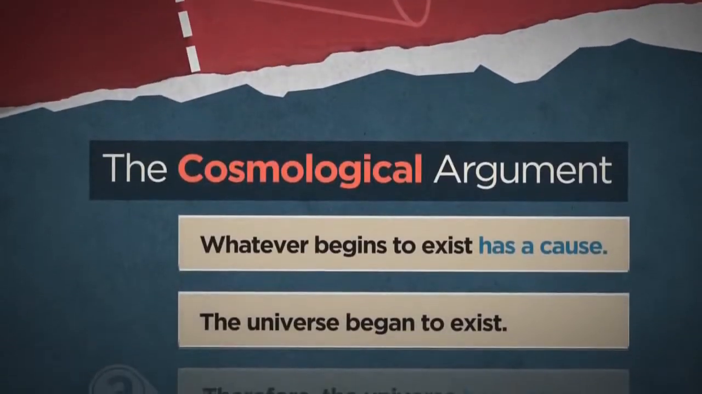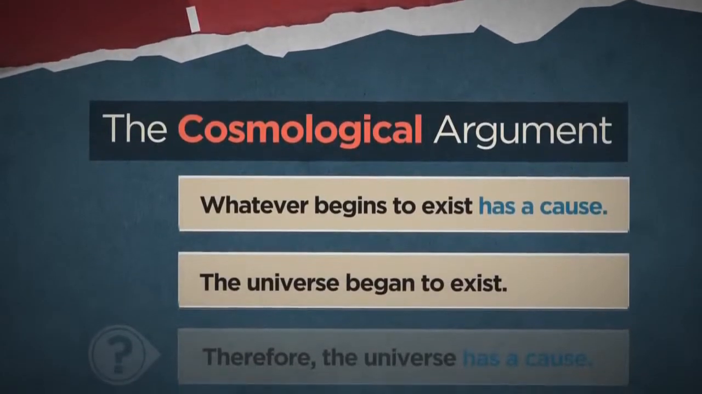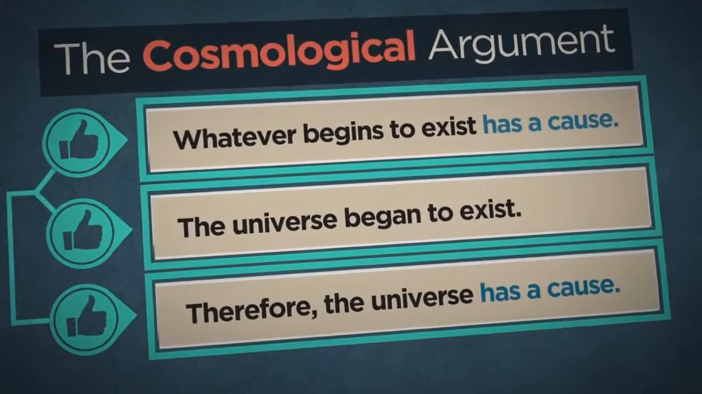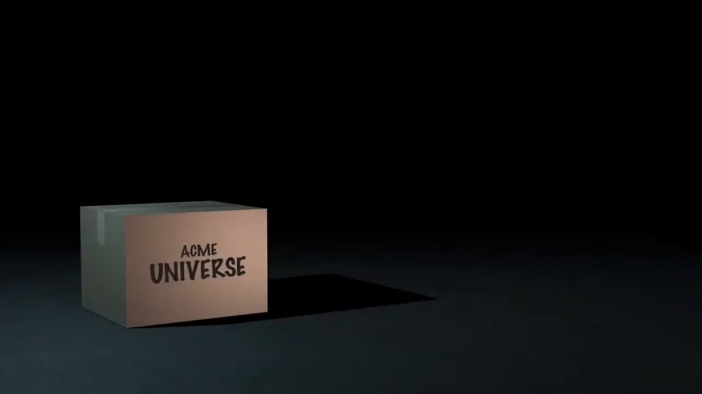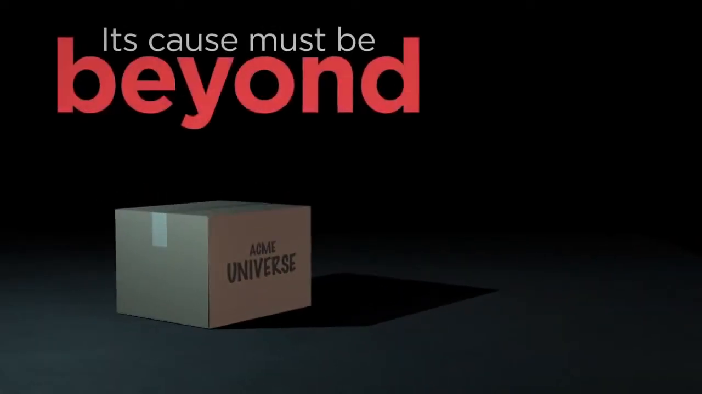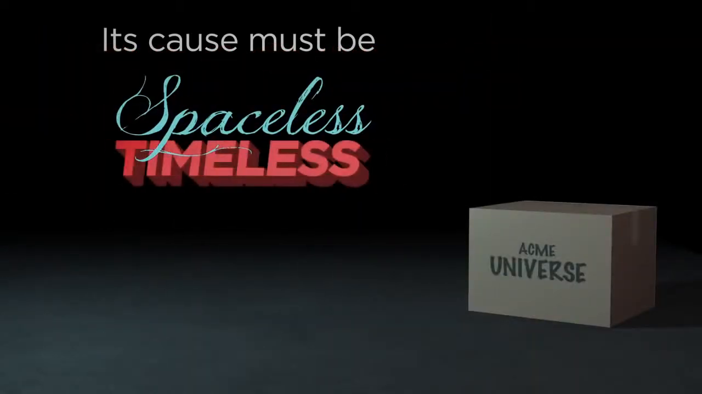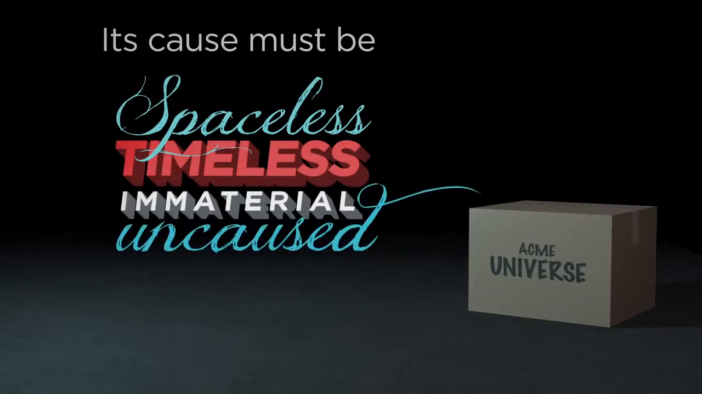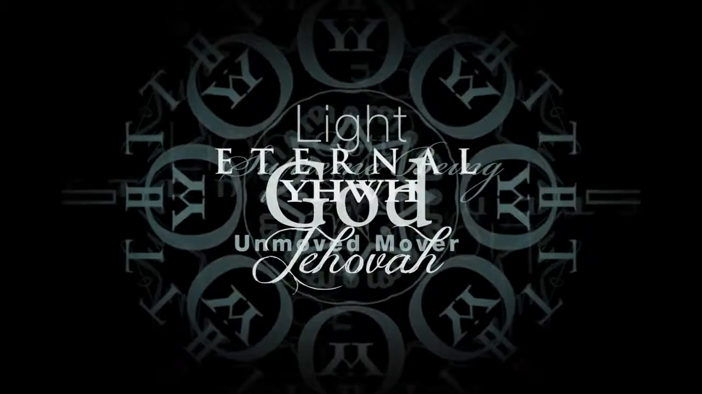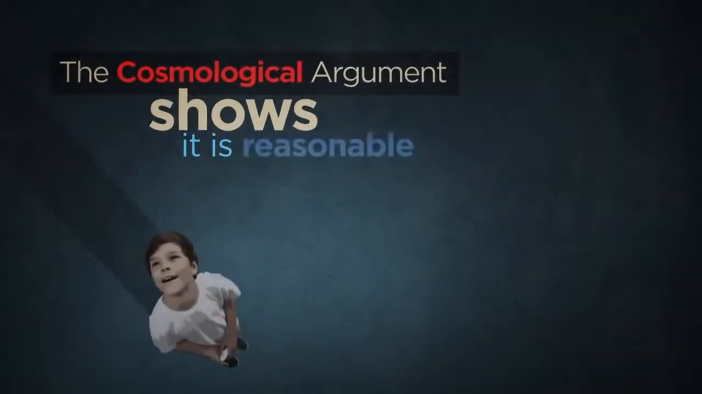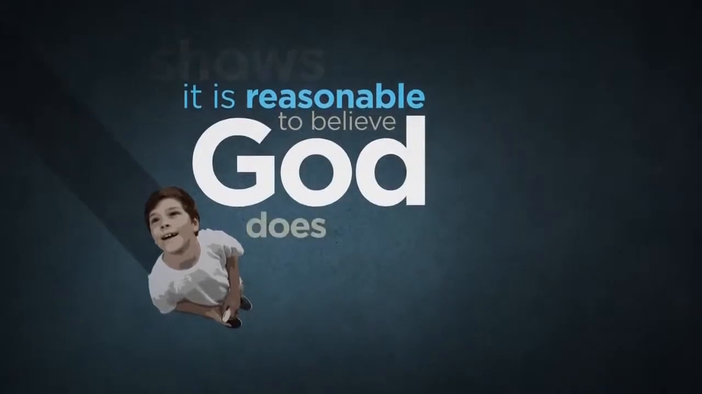It's quite plausible then that both premises of the argument are true. This means that the conclusion is also true. The universe has a cause. And since the universe can't cause itself, its cause must be beyond the space-time universe. It must be spaceless, timeless, immaterial, uncaused, and unimaginably powerful, much like God. The cosmological argument shows that, in fact, it is quite reasonable to believe that God does exist.